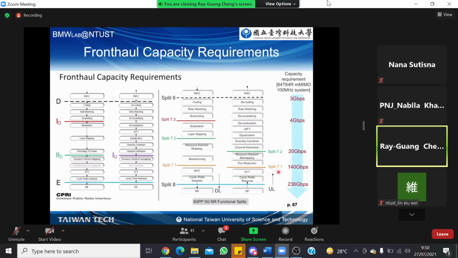If you move to 7.1, it will increase to 140 gigabits. But if you use split 8, totally splitting the RF and the DU, you will need 236 gigabits per second. Remember, this bandwidth is for 100 megahertz. If you want to use 400 megahertz, your data rate will be significantly increased. So actually, this is the trade-off for fronthaul selection.